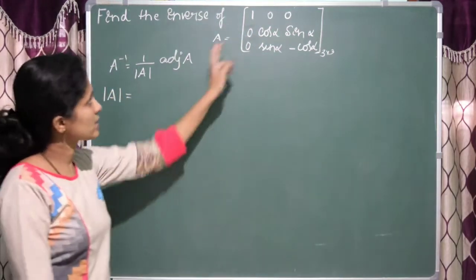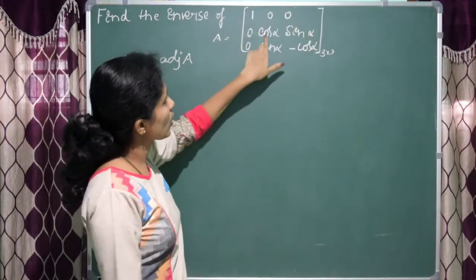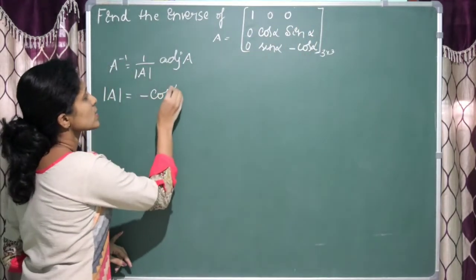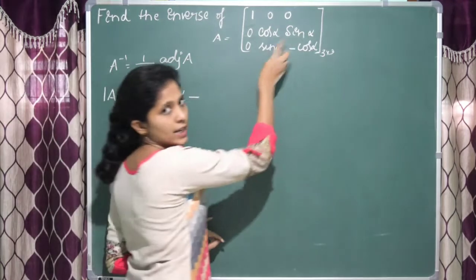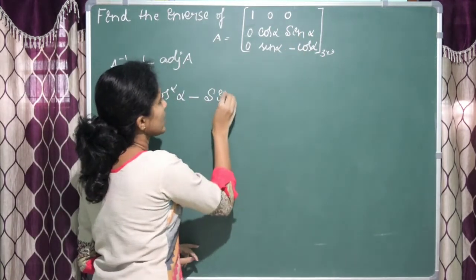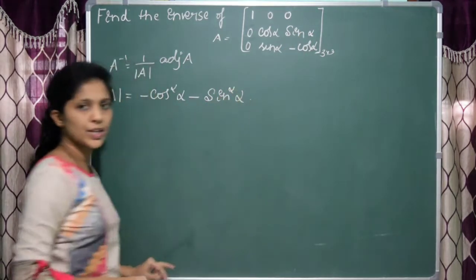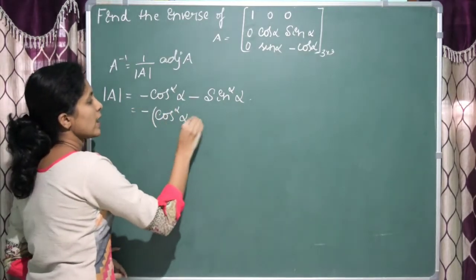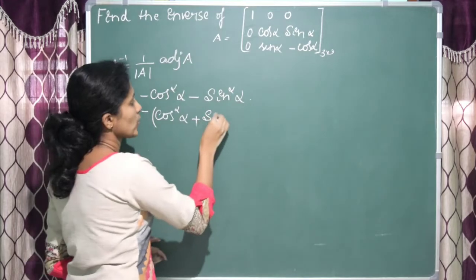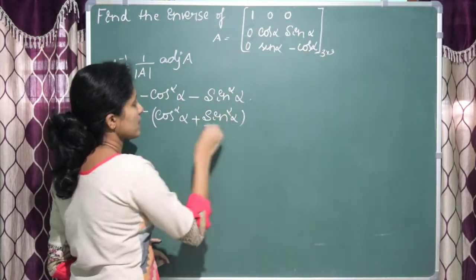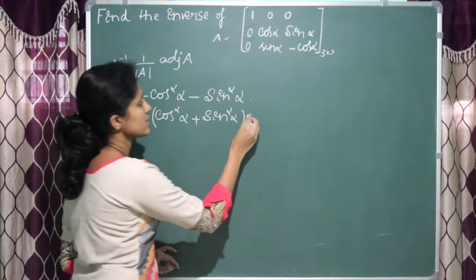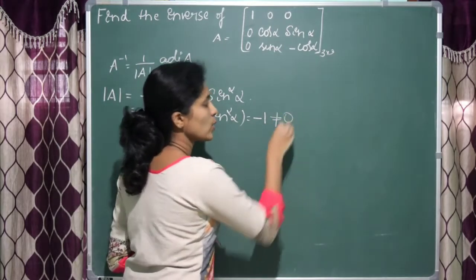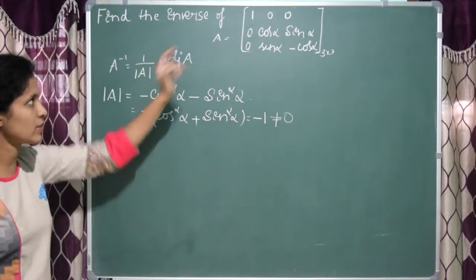Determinant of A, we will expand on the first row. So, this is now cos alpha into minus cos alpha. So, this is now minus cos square alpha minus sin alpha into sin alpha, which will be sin square alpha. So, you can take minus common. If I take minus common, remaining is cos square alpha plus sin square alpha, right? So, cos square alpha plus sin square alpha will be equal to 1. With the minus, this is equal to minus 1. Minus 1 is not equal to 0. So, the determinant of the matrix exists. We will find the inverse.